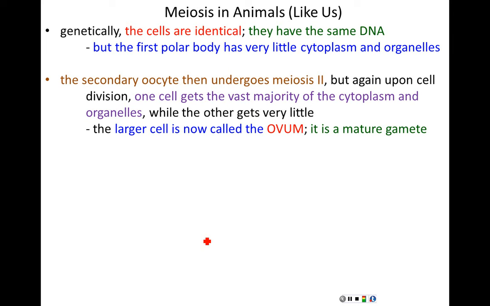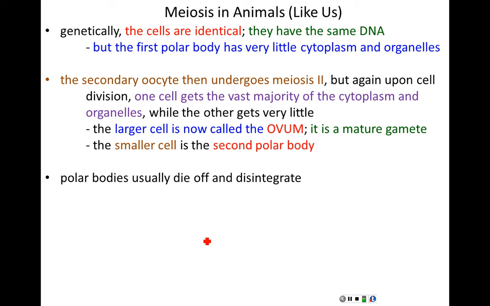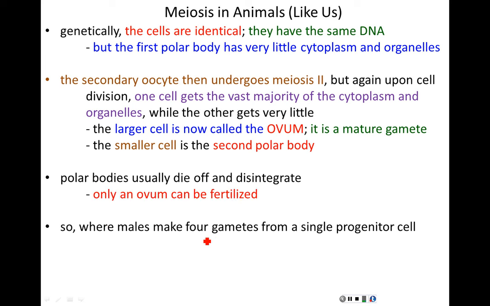The larger cell this time is called an ovum. It is a mature, fertilization-competent cell. The smaller cell is referred to as the second polar body. Polar bodies, again, are not viable. They usually die off and disintegrate. Only an ovum can be fertilized.